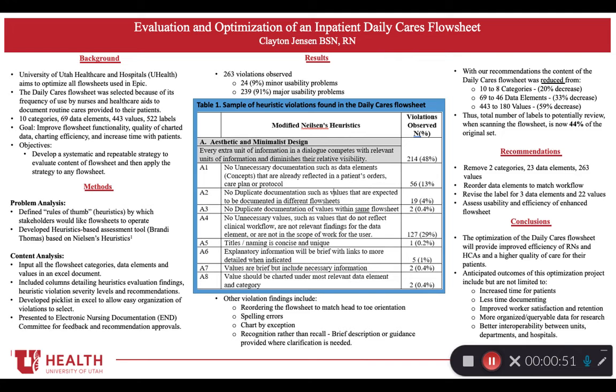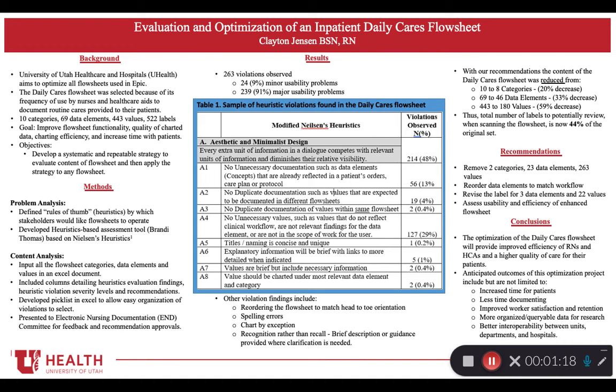Now, in total in this daily cares flowsheet, you have 10 categories, 69 data elements, and 443 potential values to select, which means that you have 522 labels that a nurse or healthcare aide has to see or examine before they can finish their charting. And this type of charting is done multiple times a day.